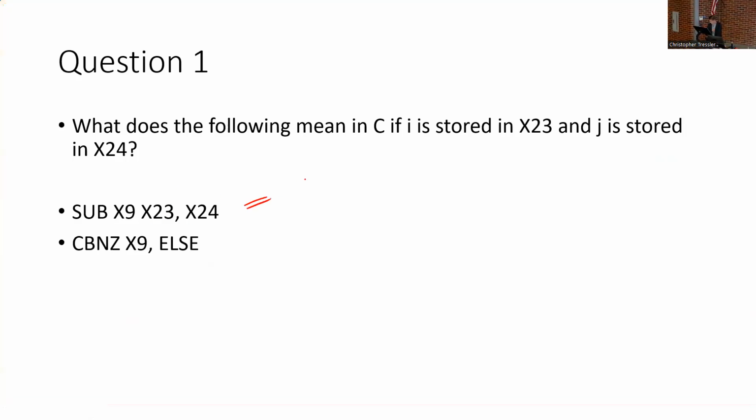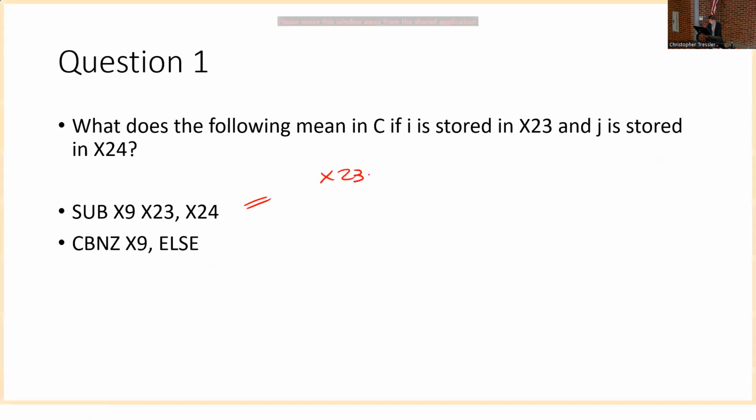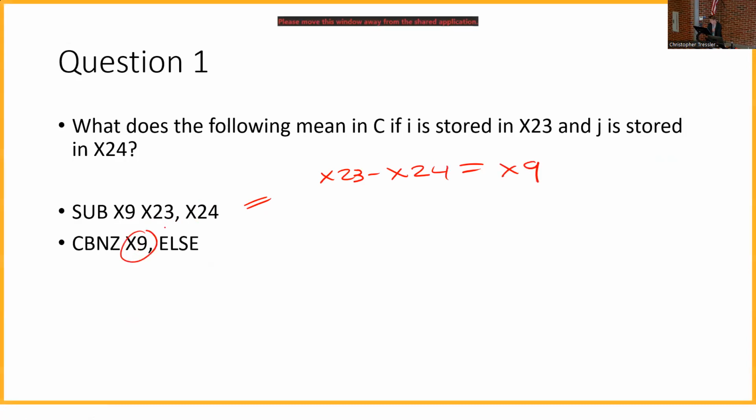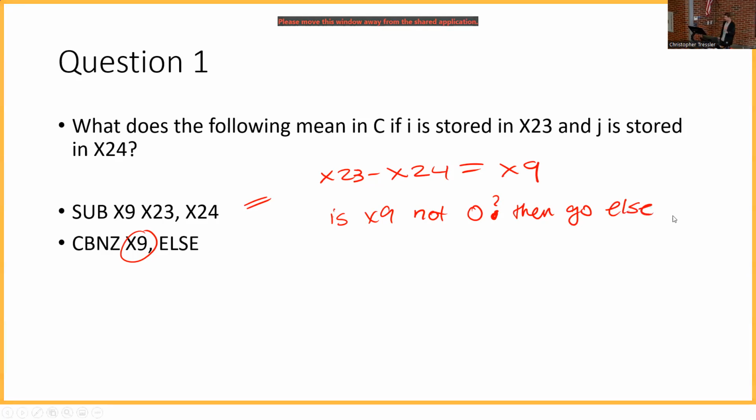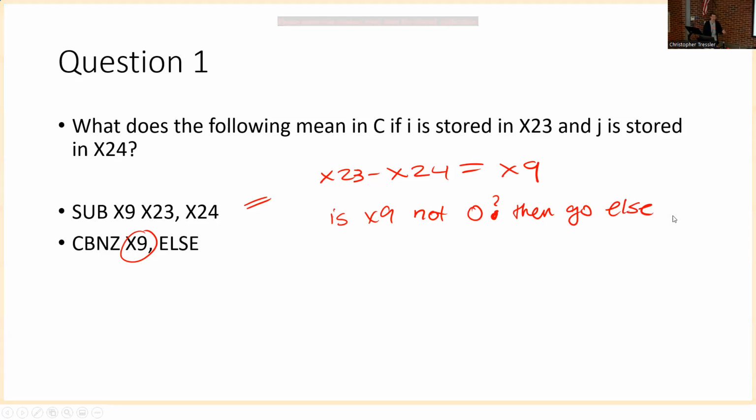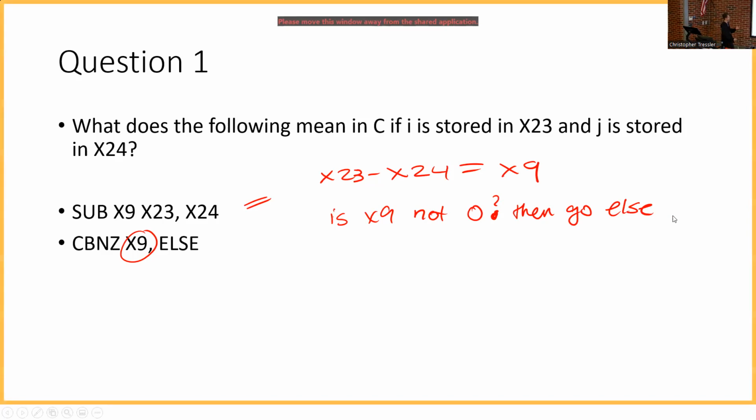Well, this command is saying we're going to put X23 minus X24 into X9. And then after that, we're doing a comparison with X9 and checking, is X9 not 0? Then go to else. Now, this is going to sound kind of whack, but notice we say if X9 is not 0, then we go to else. So what would we do in order to not go to else, to go to the normal path? We would actually do the opposite.